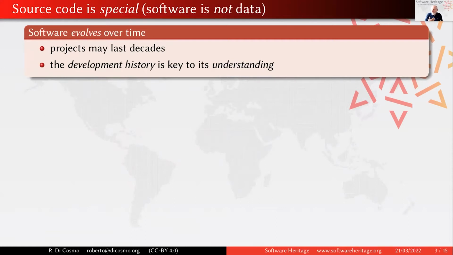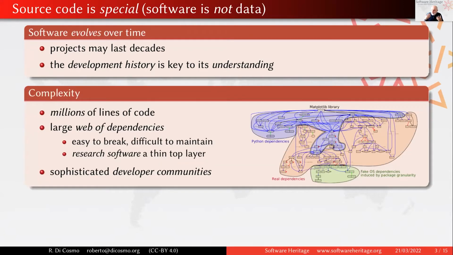It's a living object that evolves over time. Some projects take decades to be developed, and the development history is essential to understand what is going on. And also, it is extremely complex. It can be complex in two ways. It can be complex because a single project contains millions of lines of code. Think of the Linux kernel running on many machines, or in your phone, Android phones today, it is over 20 million lines of code. And this is a form of complexity.